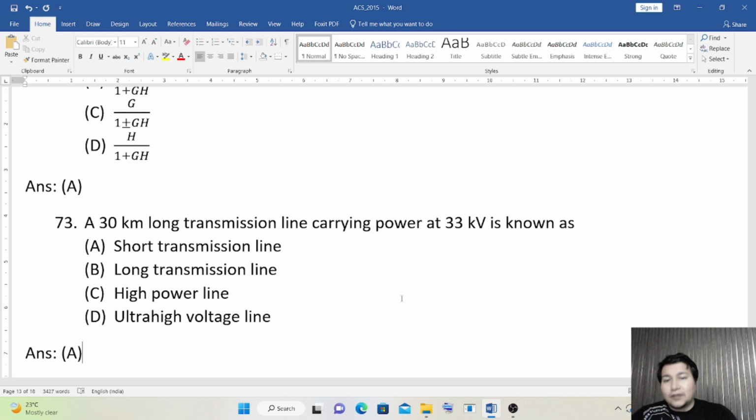A 30 kilometer long transmission line carrying power at 33 kV is known as short transmission line, long transmission line, high power line, ultra high power line. So correct option is short transmission line.